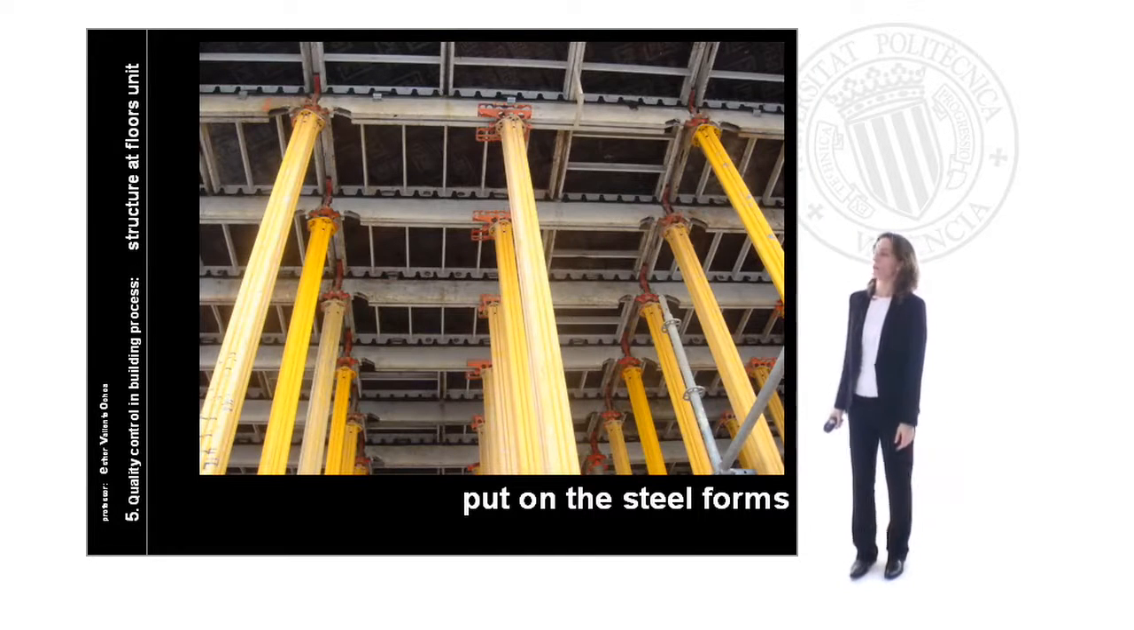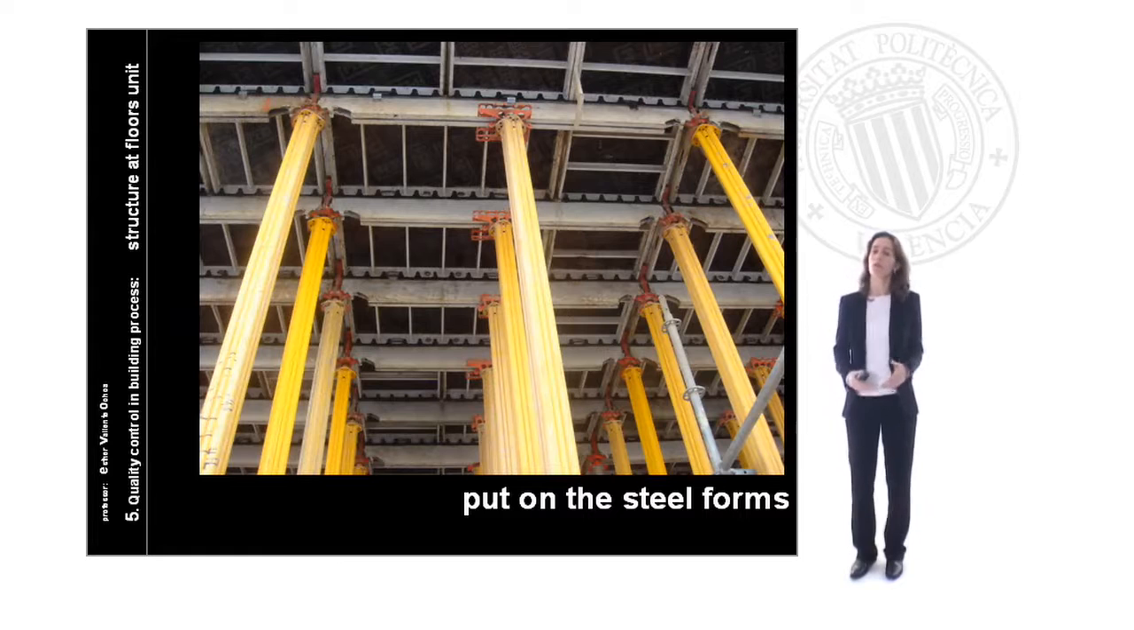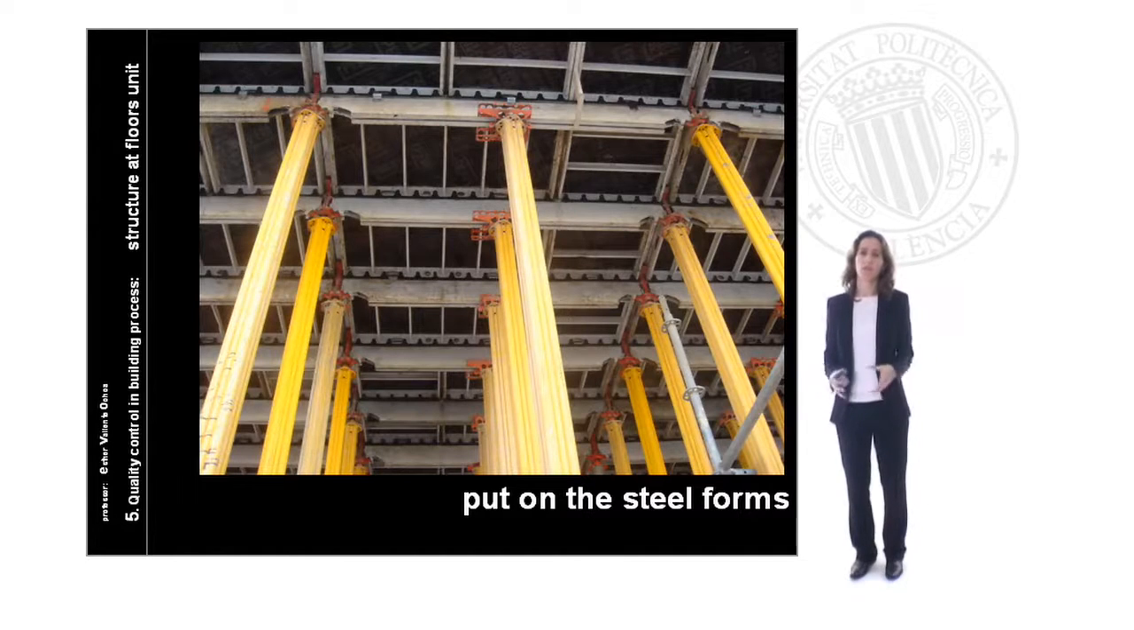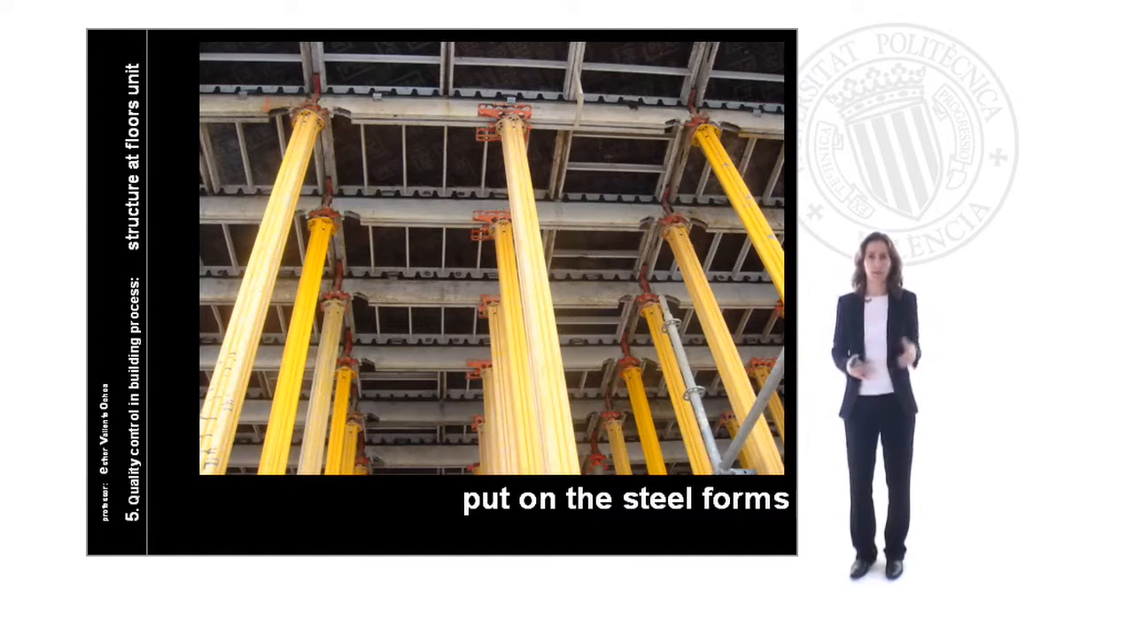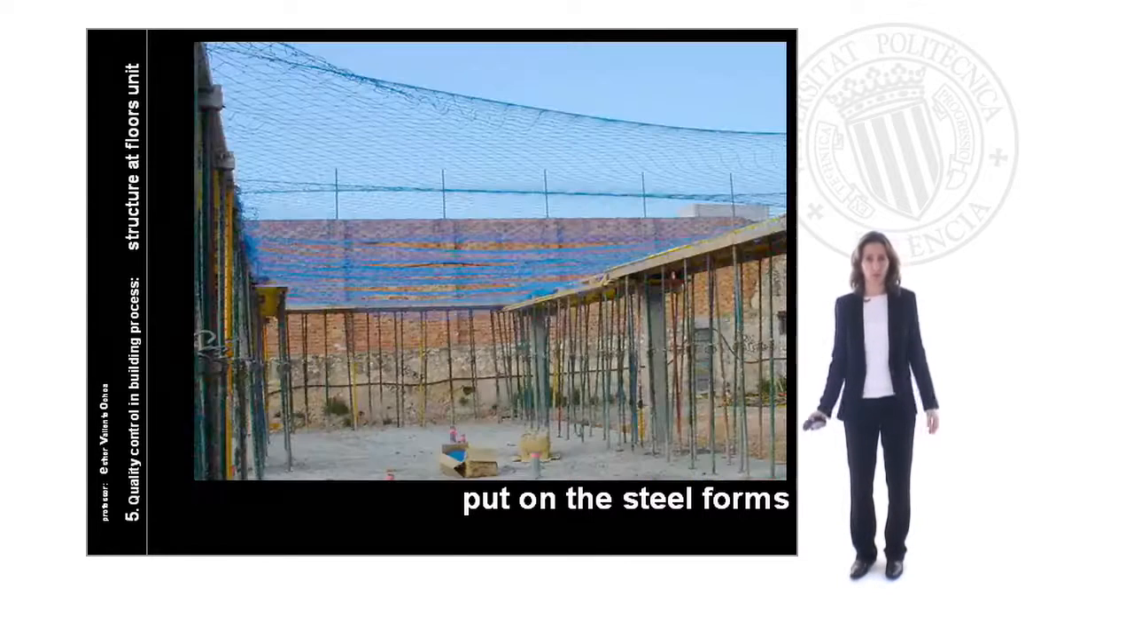The steel forms are an auxiliary structure we are going to put behind the floor in order to support it during the building process. So this structure has to be defined in the project: define the props, the numbers, the positions, and the weight it has to support.